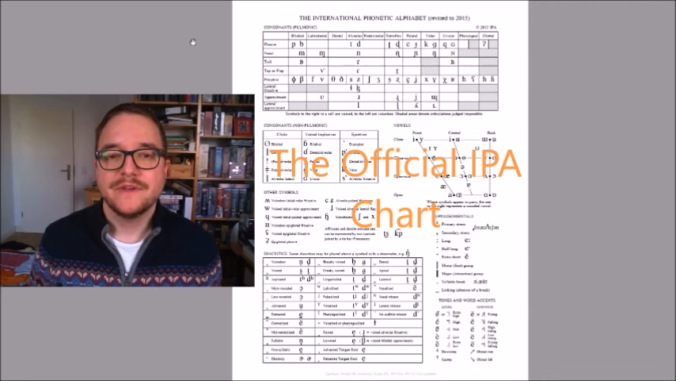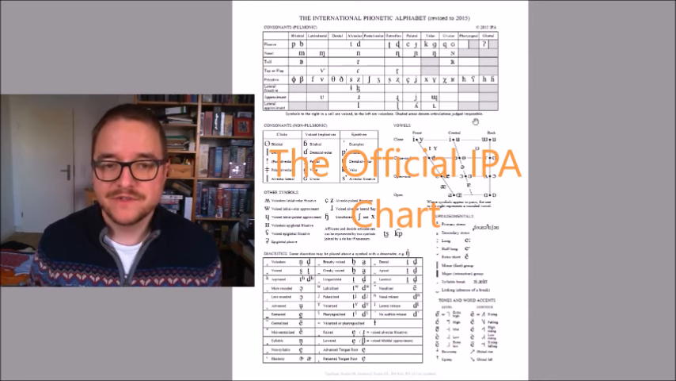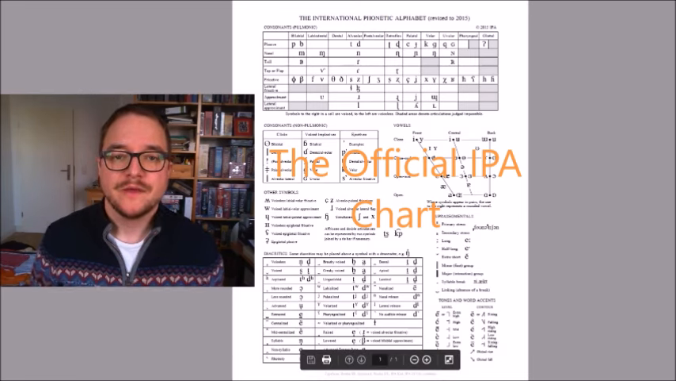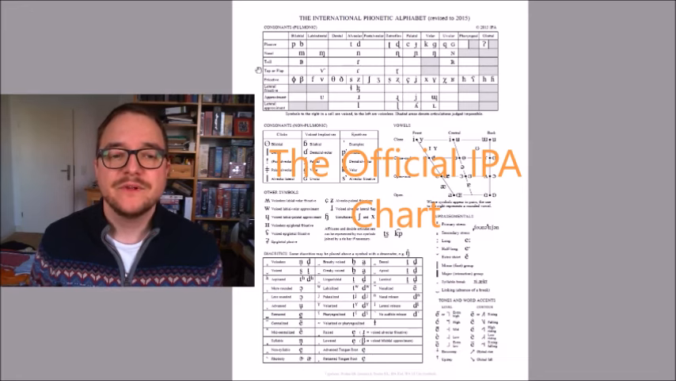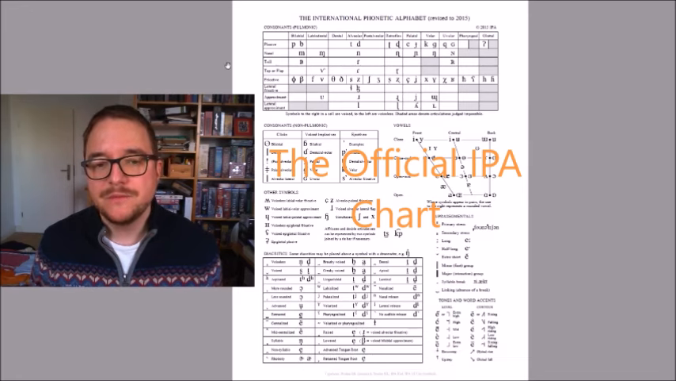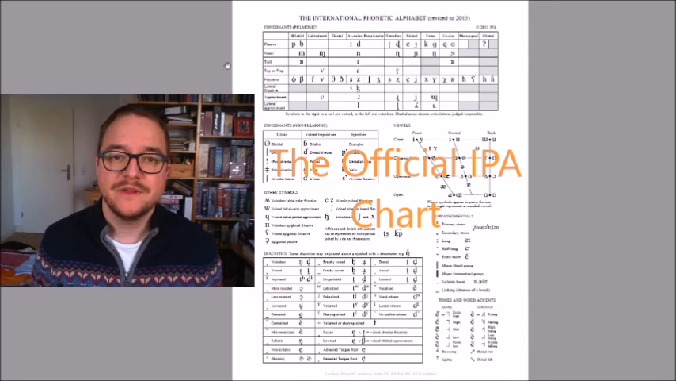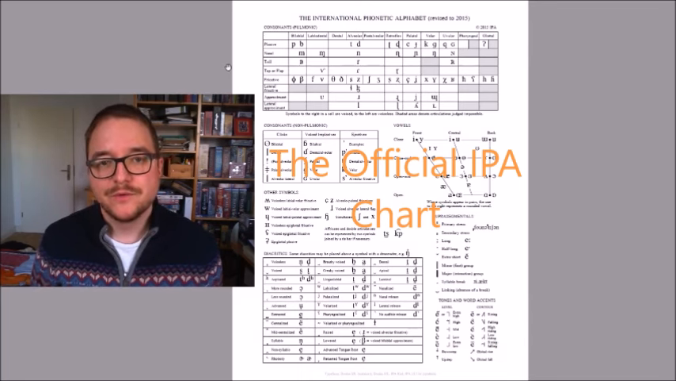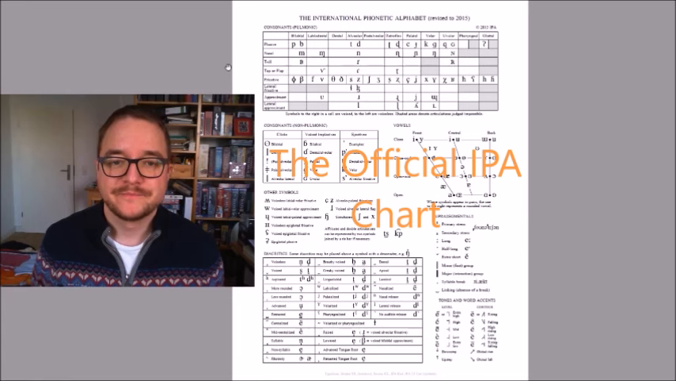Today I want to make a video about the official IPA chart. The IPA is the International Phonetic Alphabet. The IPA contains symbols for every possible phoneme that you find in a language. That means for every possible sound that can make a difference between two different words.